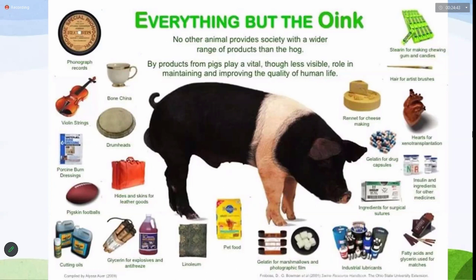Actually not because of pig bones. Like we also use cattle bones, okay?